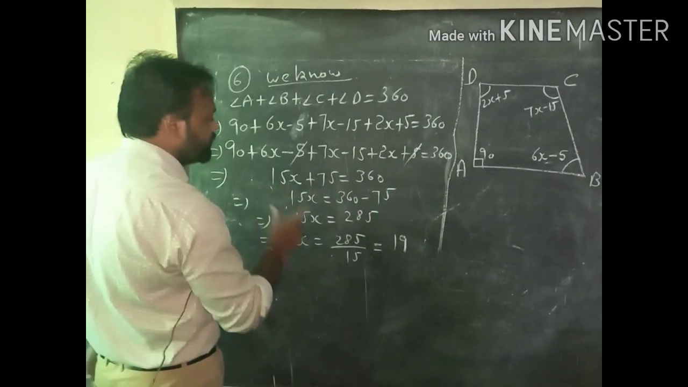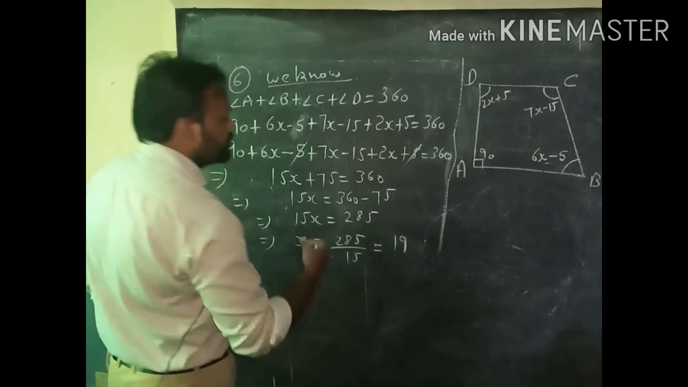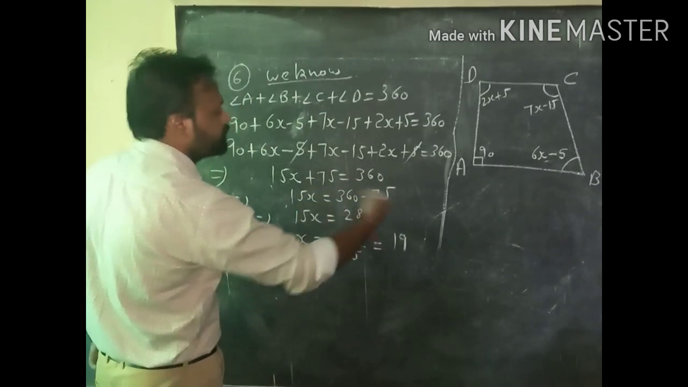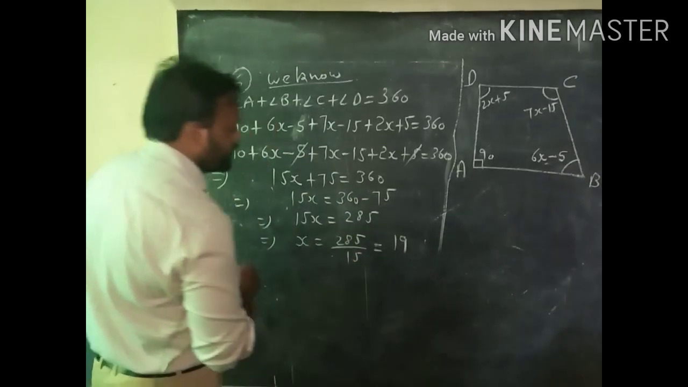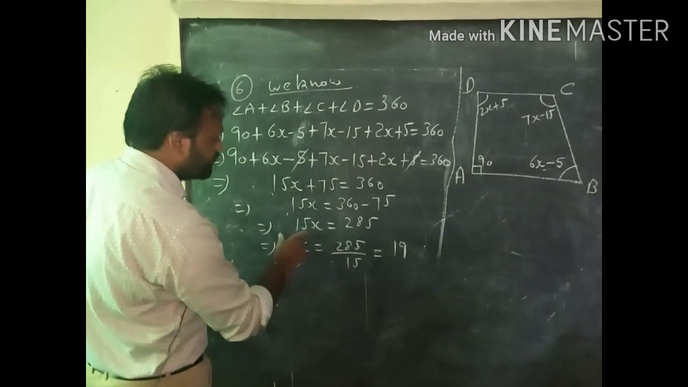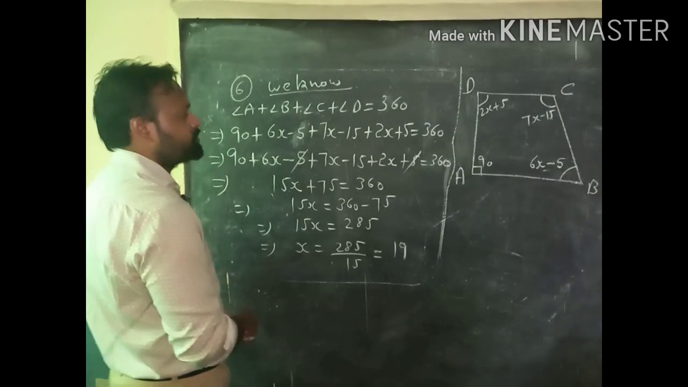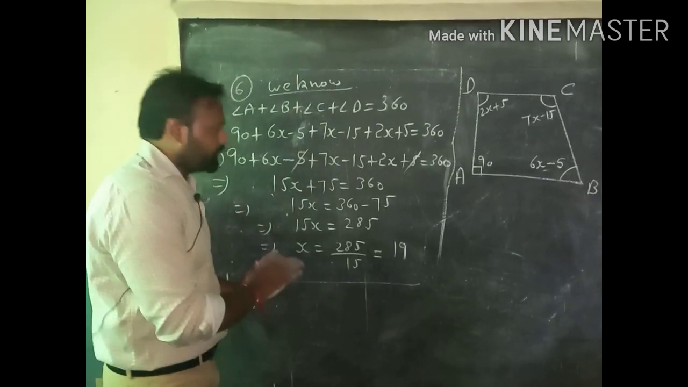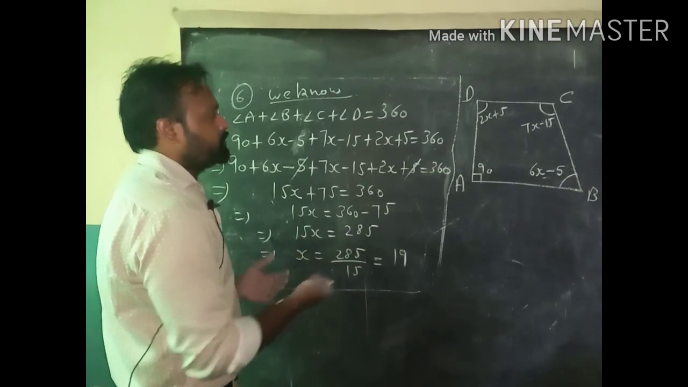So now take this 15x here and take this 75 from the left hand side to the right hand side, so it will become a minus sign. So 360 minus 75 will become 285. Okay, now take this 15 into the denominator, and after division it will become 19. By doing this we can easily find out the value of x. But in the second part some other conditions are given to us that we also have to solve.